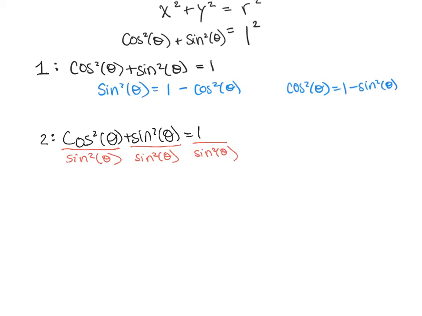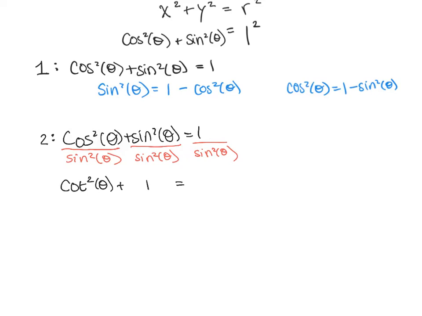Okay, so I've divided everything by sine squared theta. Well, this first piece here, cosine squared theta divided by sine squared theta. Let's see, cosine divided by sine, that's cotangent. So this would be cotangent squared theta. Remember, the square has to come along for the ride. Plus sine squared theta over sine squared theta, anything divided by itself is just 1.